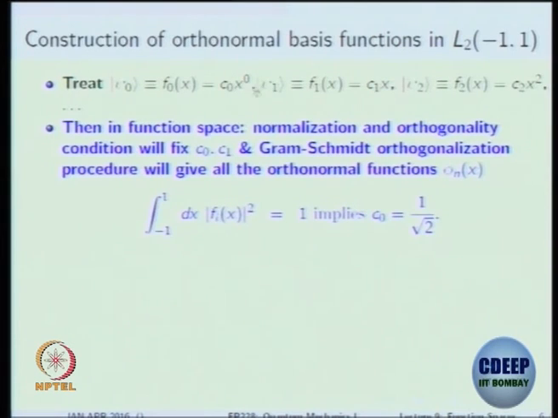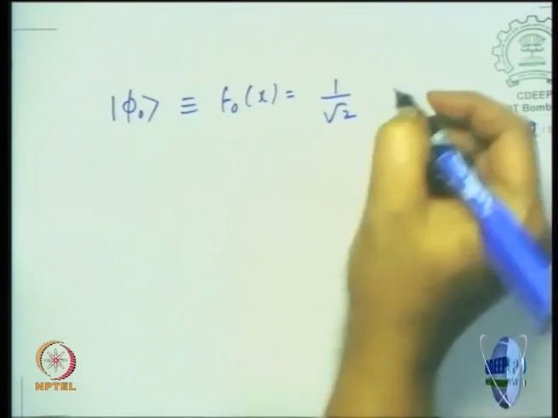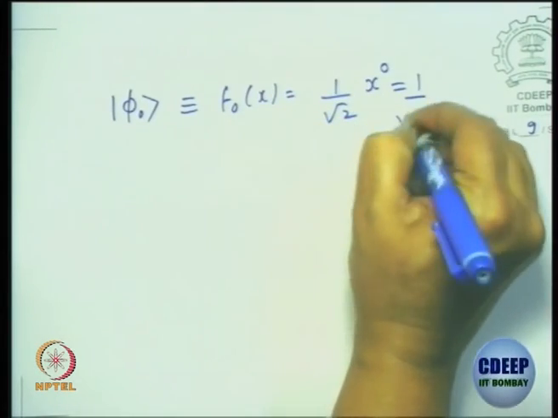So when I want to write the next state, the first state is trivial. You can choose this to be a normalized state belonging to the orthonormal basis set. For the second state, from psi1, I have to subtract the projection of this function onto f0 of x in the function space, which I don't need to do here. So phi naught, which is equivalent to f0 of x, is 1 over root 2 times x to the power of 0, which is nothing but 1 over root 2.